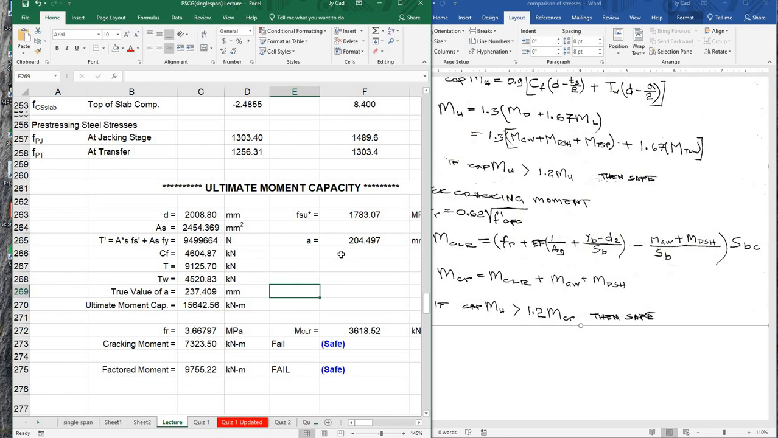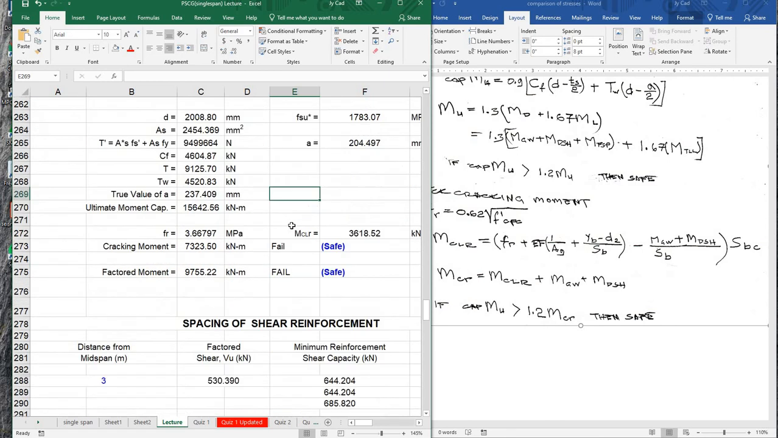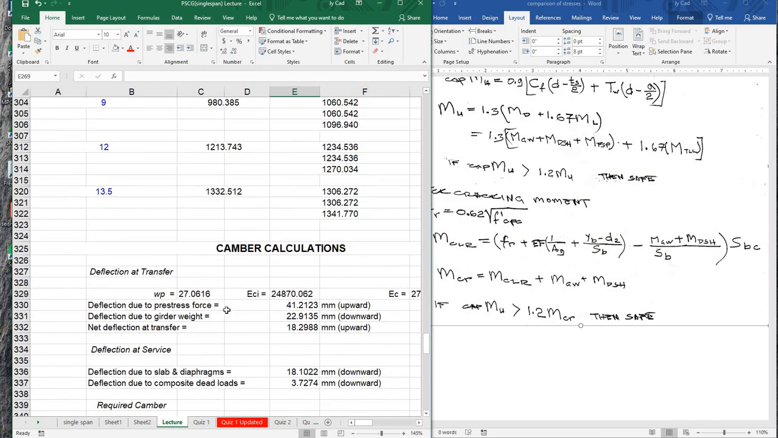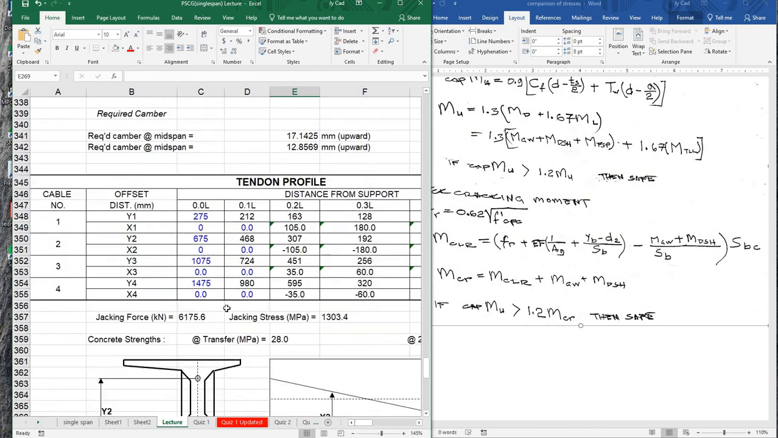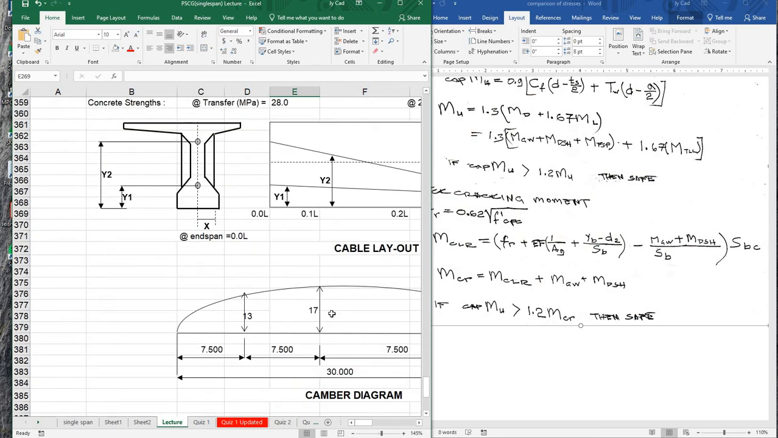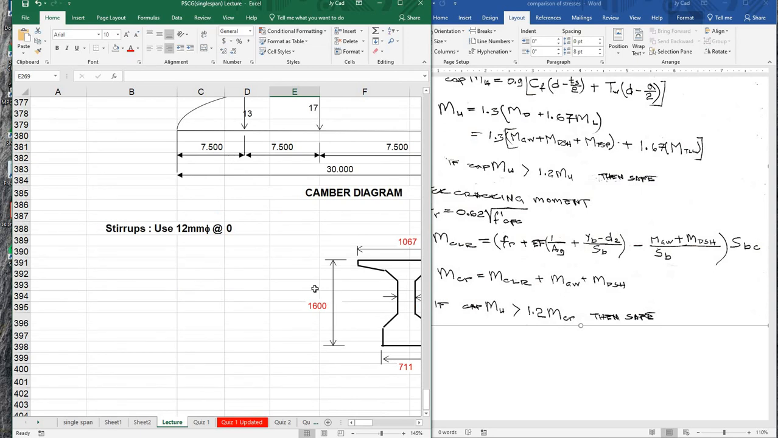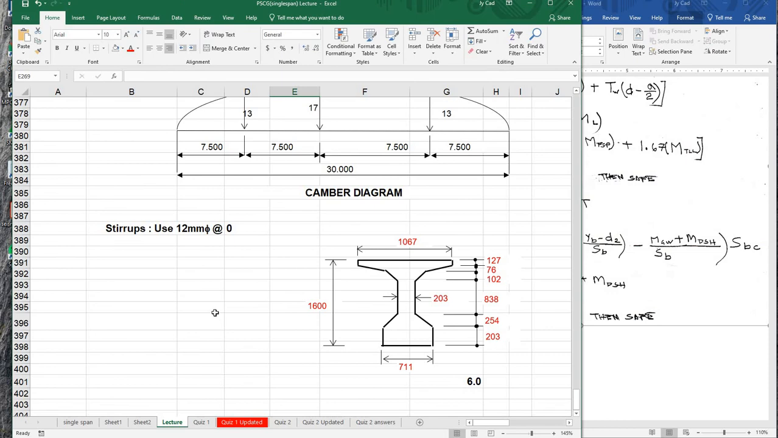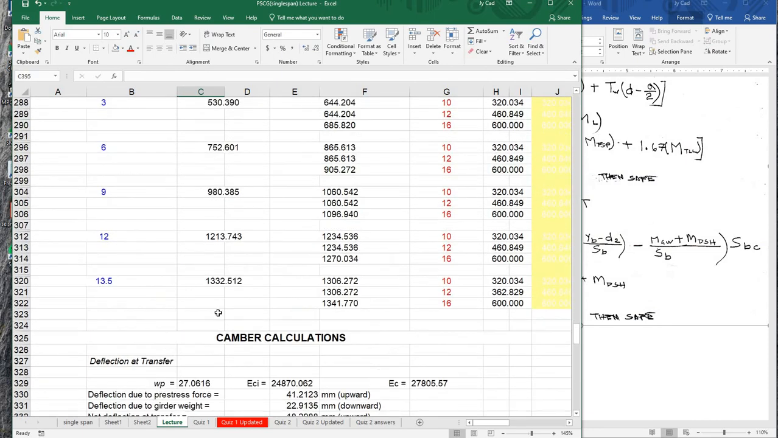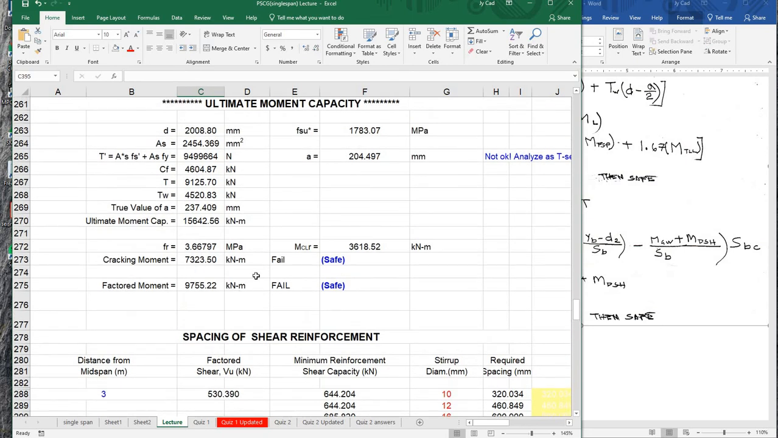Actually, hindi lang nagtatapos dito sa ultimate moment capacity. Meron pa siyang spacing of shear reinforcement, tapos camber calculations, then tendon profile, and then this is your cable layout, tapos camber diagram, so forth and so on. But we will not be taking this anymore. Masyado nang complicated yan. Hanggang dito lang tayo sa ultimate moment capacity.